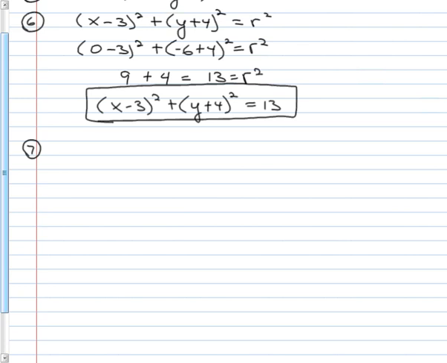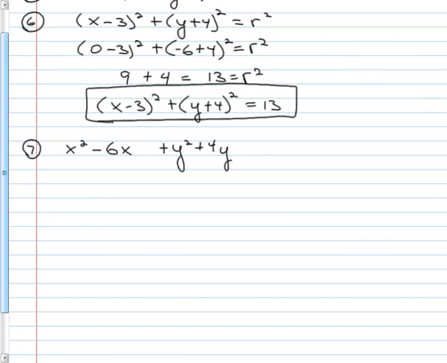For each of the given equations, state the coordinates of the center and the measure of the radius, and then do a graph. Here's one of those where we make a perfect square trinomial. Do you remember what the process is called? Completing the square is what it's called.